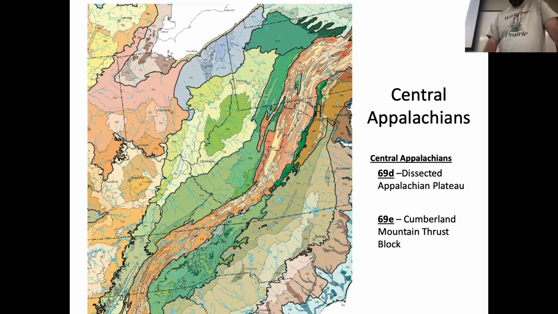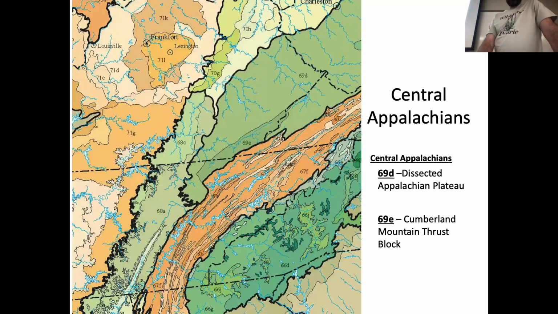Okay, Central Appalachians, level 3 ecoregion, and our area is comprised of 2 level 4 regions, the Dissected Appalachian Plateau, 69D, and what's called the Cumberland Mountain Thrust Block, 69E. Now, the Cumberland Mountain Thrust Block is by far one of the very coolest examples of some plate tectonic mumbo jumbo. I mean, I'm talking about some serious land shifting and moving.